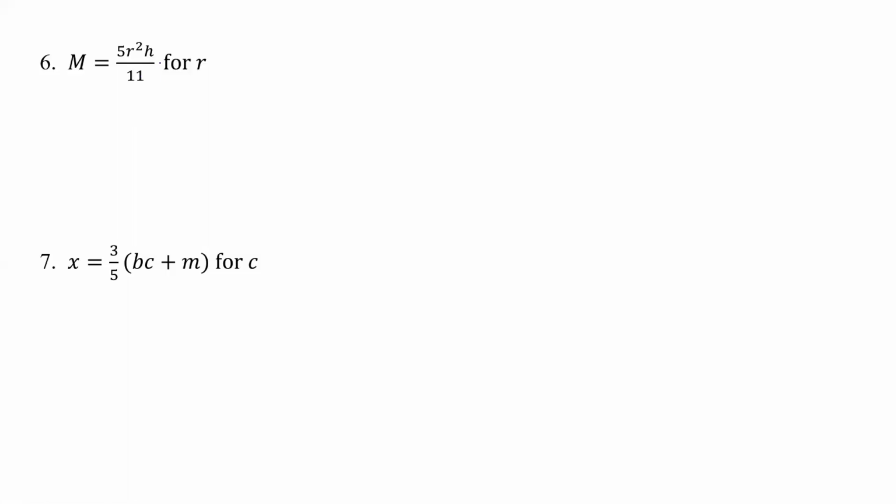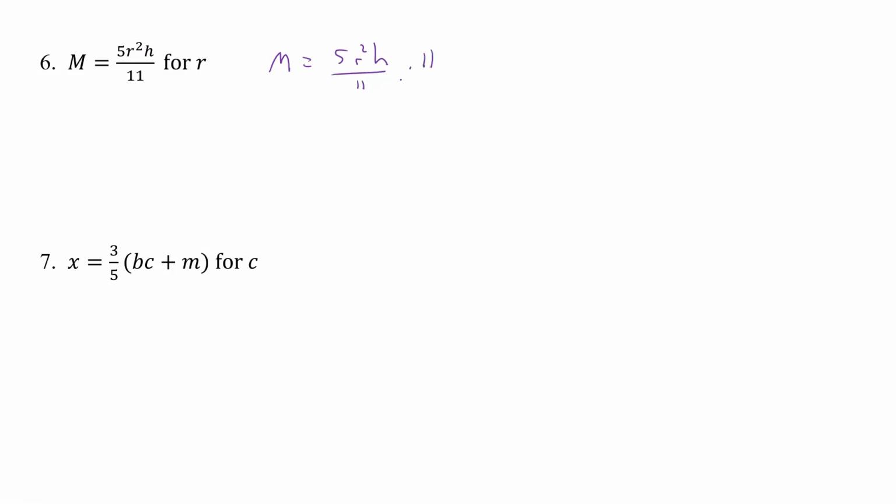All right, so here we're supposed to solve for r. Okay, so this is going to be a little bit different because we have an r squared. So we have to remember how to take square roots, it looks like. So what I'm going to do is write here m equals 5r squared h over 11.